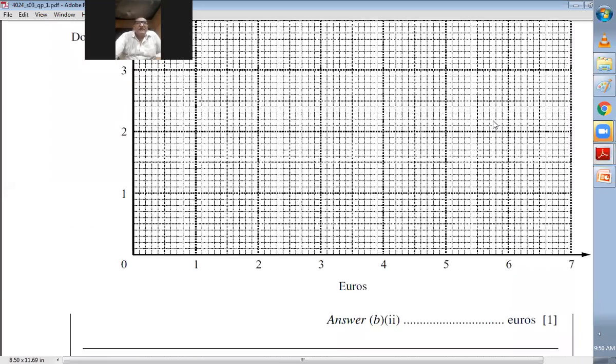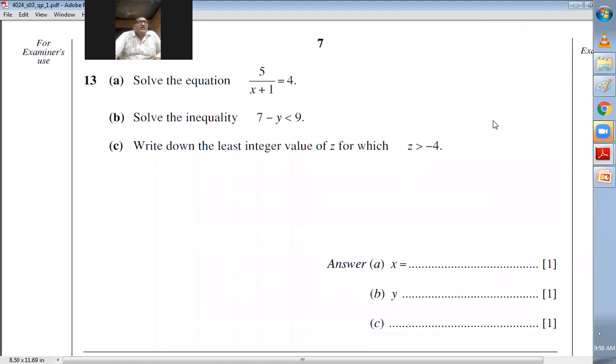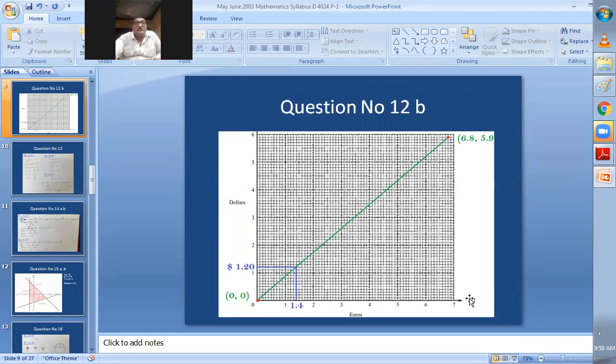Okay, so move to the next question. Question number 13 is coming up on your screen. It says solve the equation 5 by x plus 1 equals 4. Here you can cross multiply and you will find the value of x. Let me show you my work.